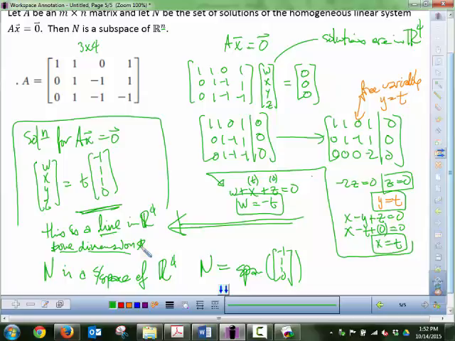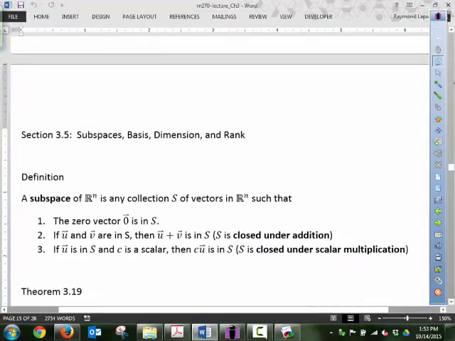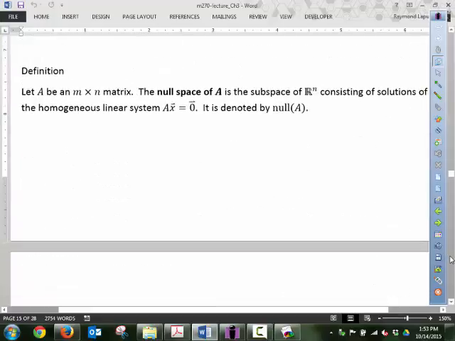Okay? So they call it n for a reason. Anybody know what this term is called in linear algebra? Null. N is a null space.